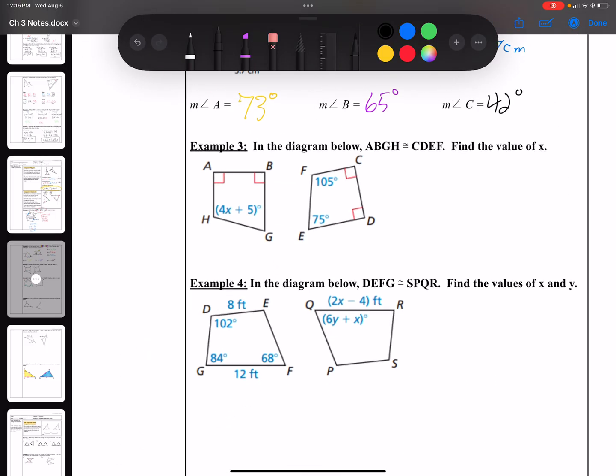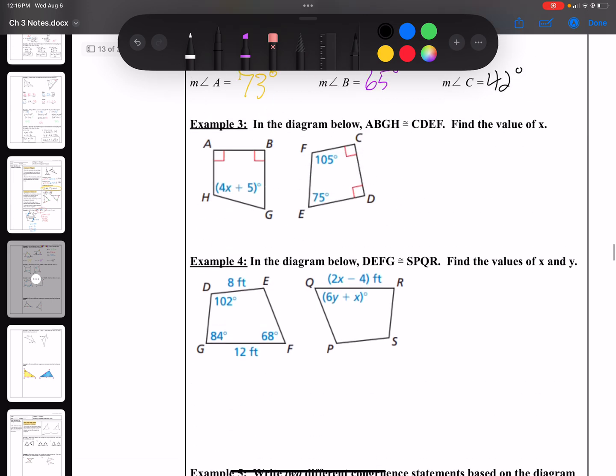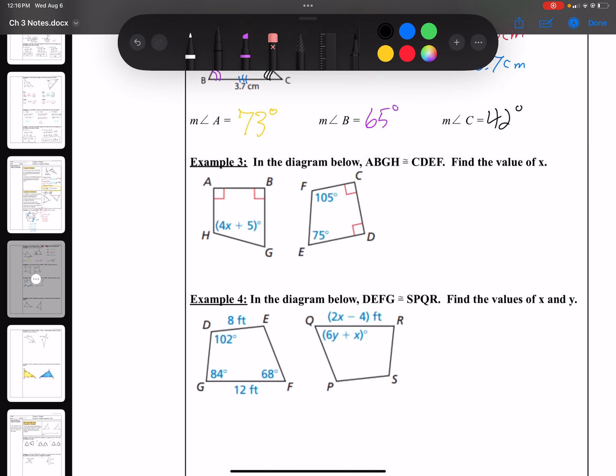At this point, I'd like you to pause the video and try out examples 3 and 4 on your own. When you're ready, unpause the video and check your answers.